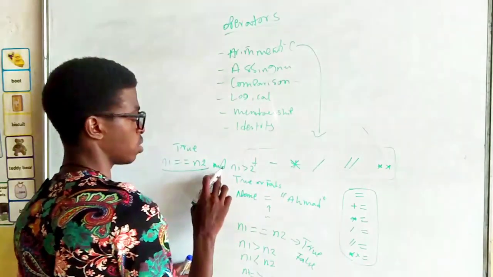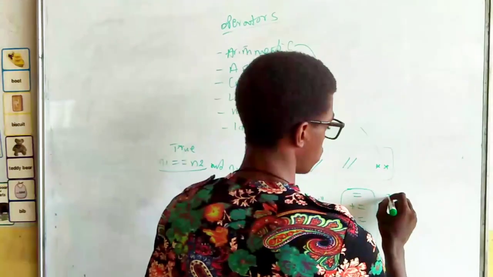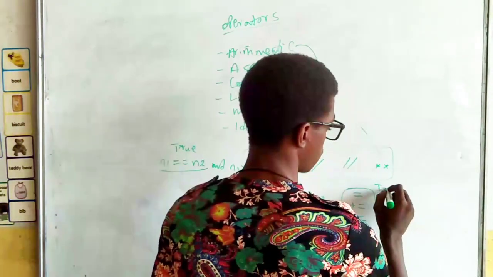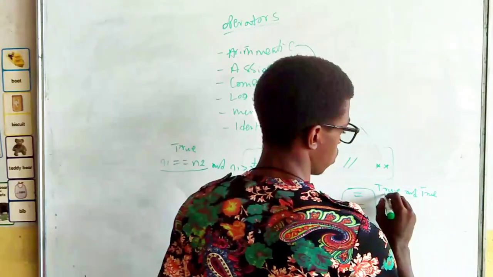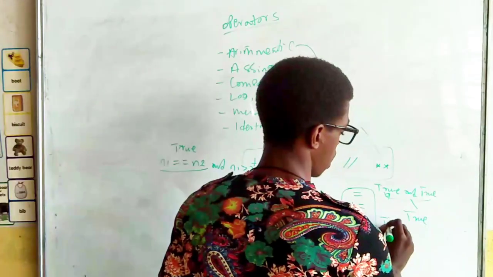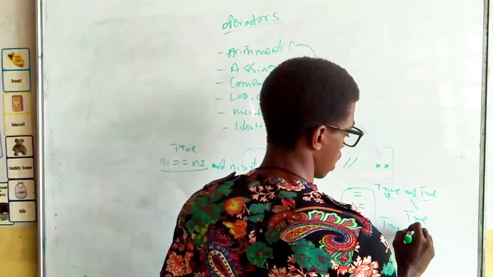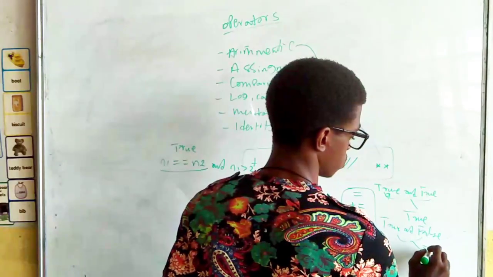So what is the meaning of this and? How it works is that if we have true and true, then the whole answer is going to be true. But if I have true and false, then the whole answer is going to be false.